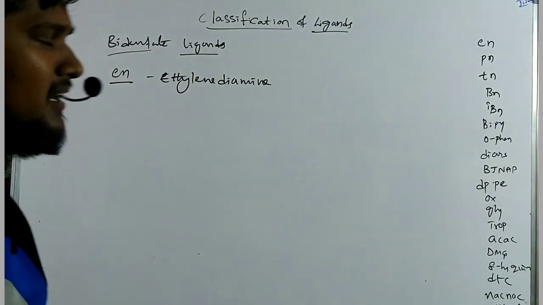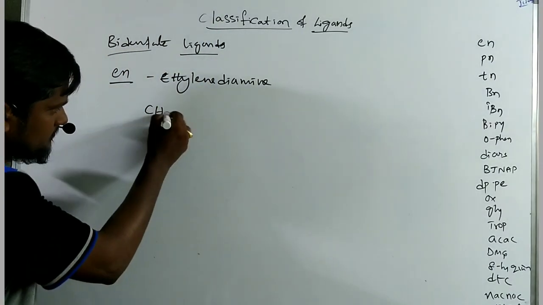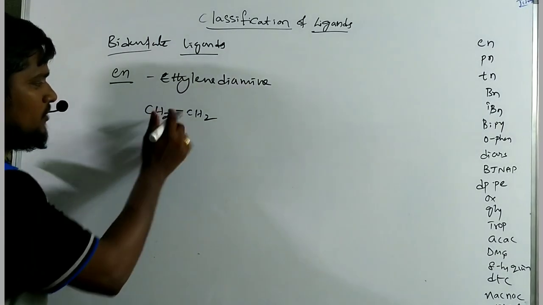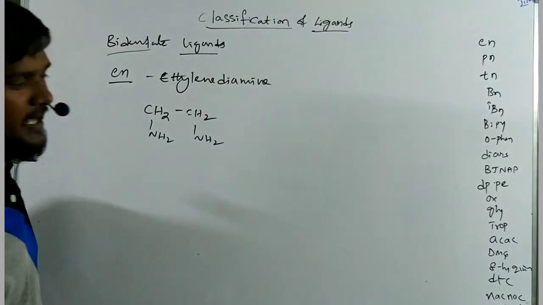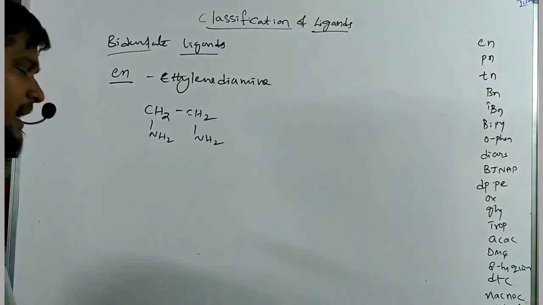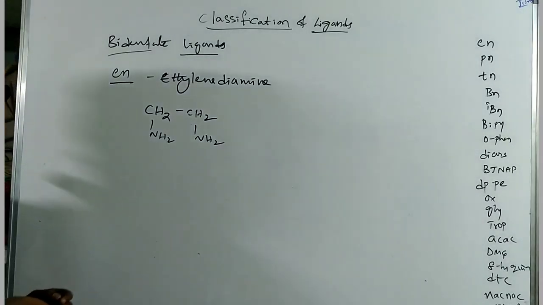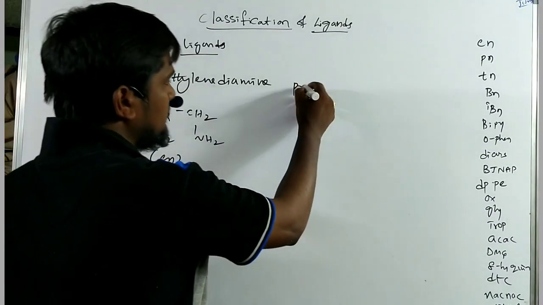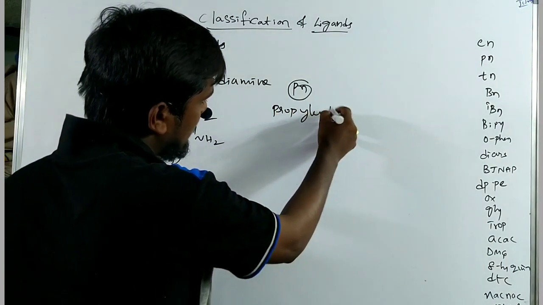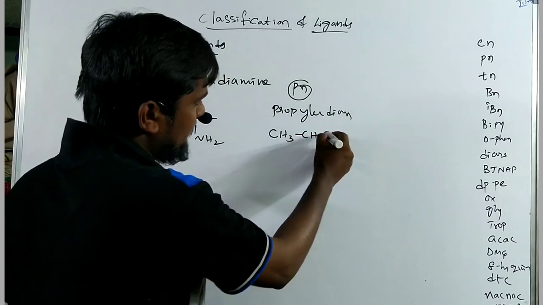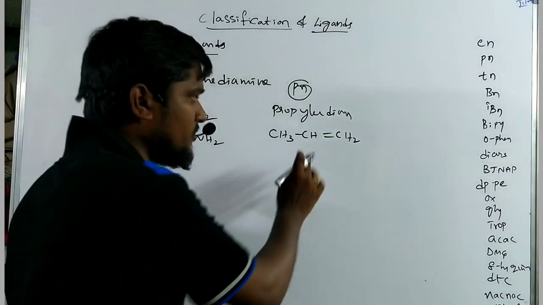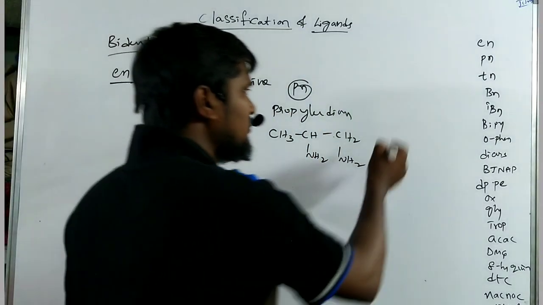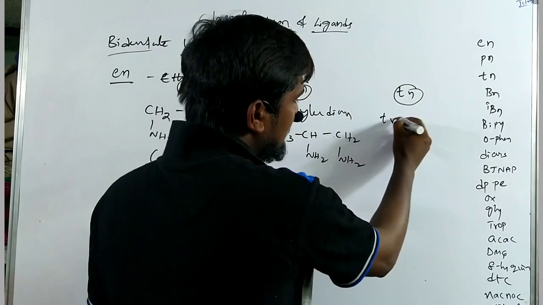Simply, it is ethylene. Here one of the pi bonds is replaced by two amino groups. That's why it is called ethylene diamine. The simplest representation of ethylene diamine is EN. Next one is PN, that means propylene diamine, which comes from propylene; the propylene double bond is replaced by two amino groups, that's why it is called propylene diamine. The third one is TN, which is trimethylene diamine.